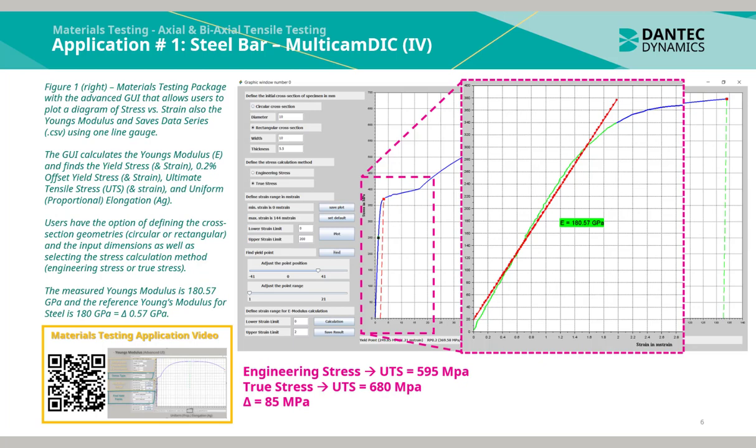In the graphical user interface, users can define the dimensions of the cross-section, the stress calculation method, the strain range to be plotted, the determination of the yielding points, and also the range for the determination of the E-modules.